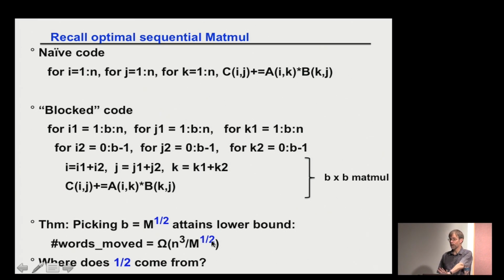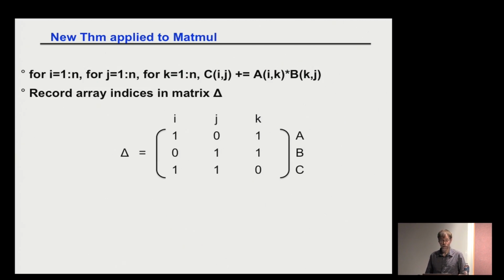Let me just restate this result in a different language, to illustrate what the general theorem is. There's the same code, the same 3 nested loops. It turns out that all I need to know about this algorithm in order to optimize it, I can encode in this little 3 by 3 matrix.